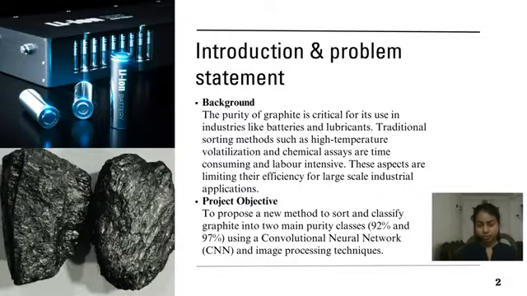Project, our main goal is to develop an automated system that can classify graphite particles based on their purity levels, 92% and 97% carbon content. This idea was inspired by our collaboration with Bogala Graphite Lanka, where we observed that the current sorting process is done mainly by manual hand sorting, which depends heavily on visual judgment by workers.